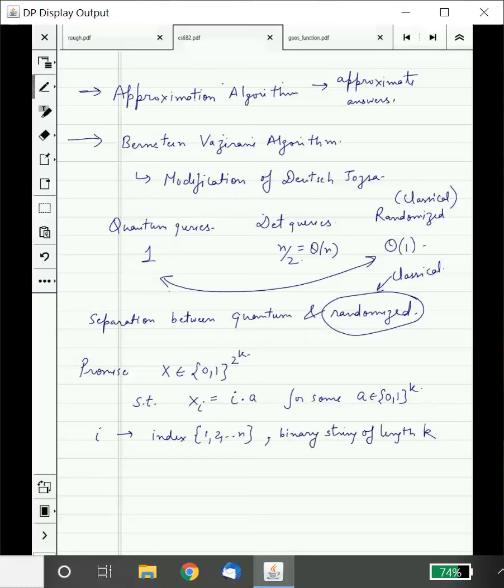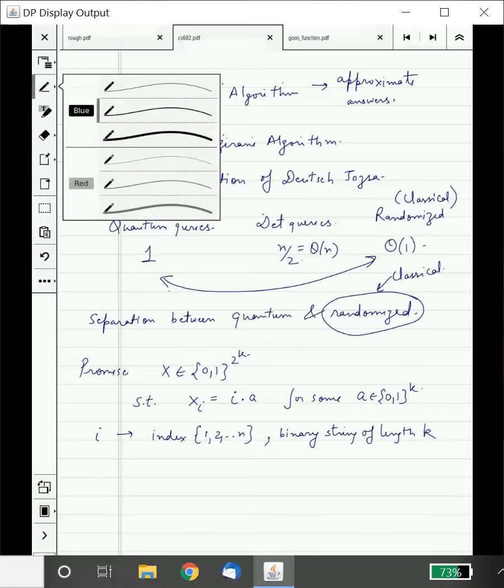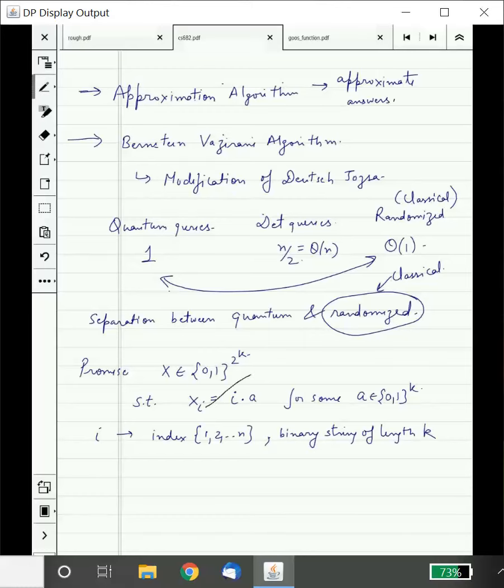Now, when I talk about i here, this is an index. When I talk about i here, I'm taking an inner product. At this point, I'm thinking of it as a binary string. And then i dot a is the usual inner product in the F2 domain. That means I just take the entry-wise product, sum them up, and find out whether it is even or odd. This is what this condition is saying.